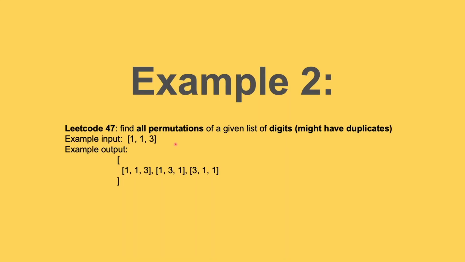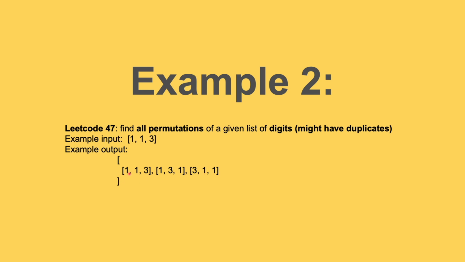Let's look at a more complicated example. This is Leetcode problem number 47. Find all permutations of a given list of digits which may have duplicates. For example, in this case, the value 1 is duplicated. You have 1, 1, 3. You want to find all the valid permutations of 1, 1, and 3, which is this. This has to be your output.